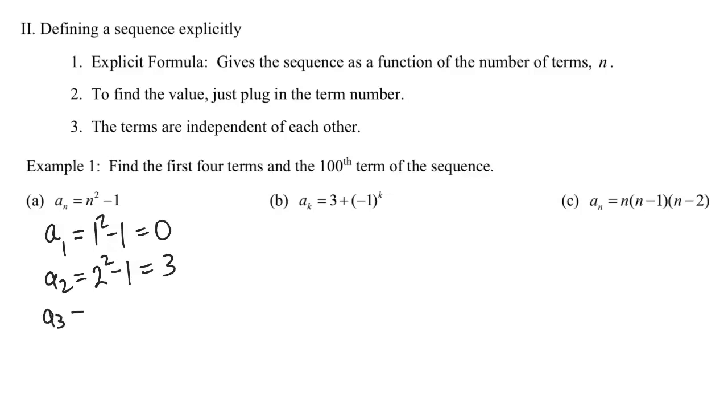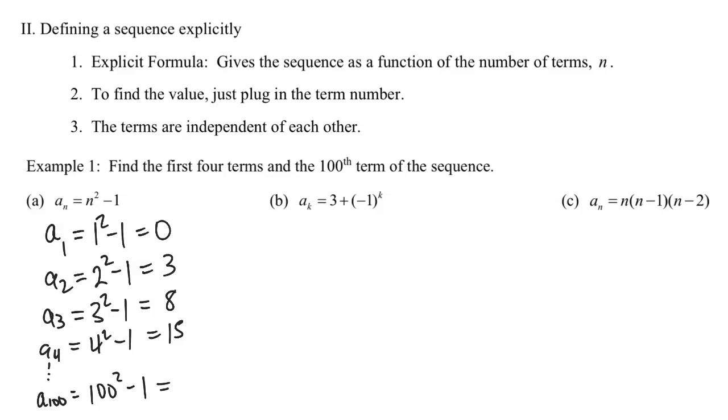A sub 3 will be the third term. That will be 3 squared minus 1, which will give me 8. A sub 4, you are starting to hopefully get the picture here. 4 squared minus 1, which will be 15. And then if I want the 100th term, then just like before, I'm going to plug in 100 for n, and that's going to give me 9,999.